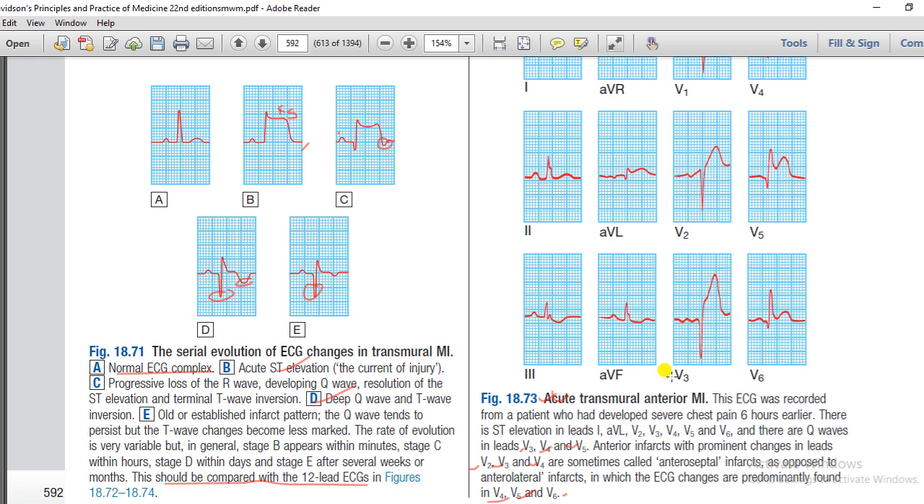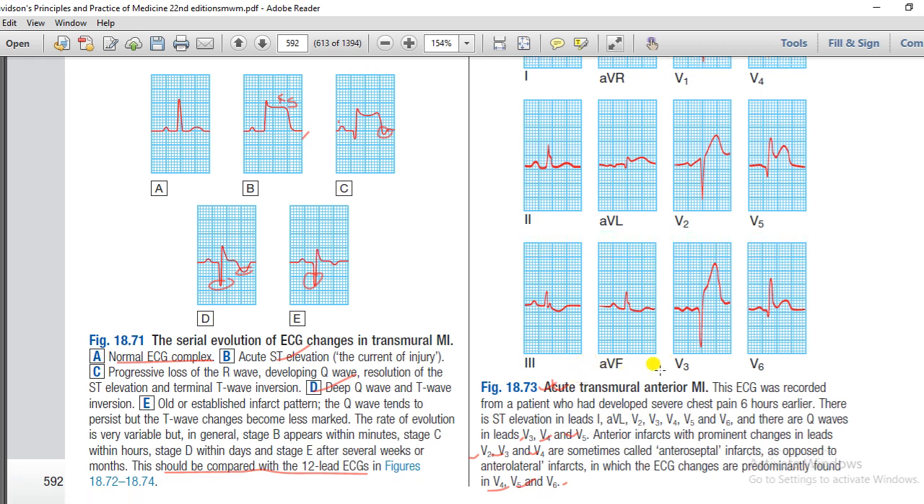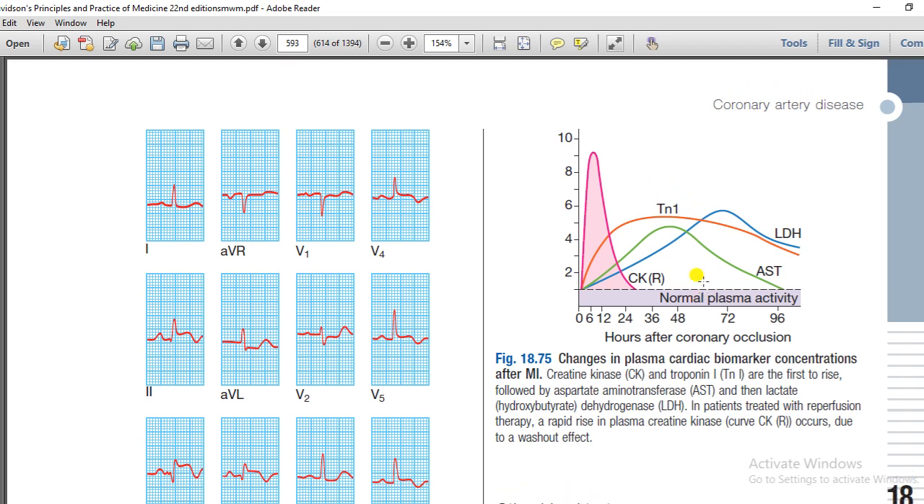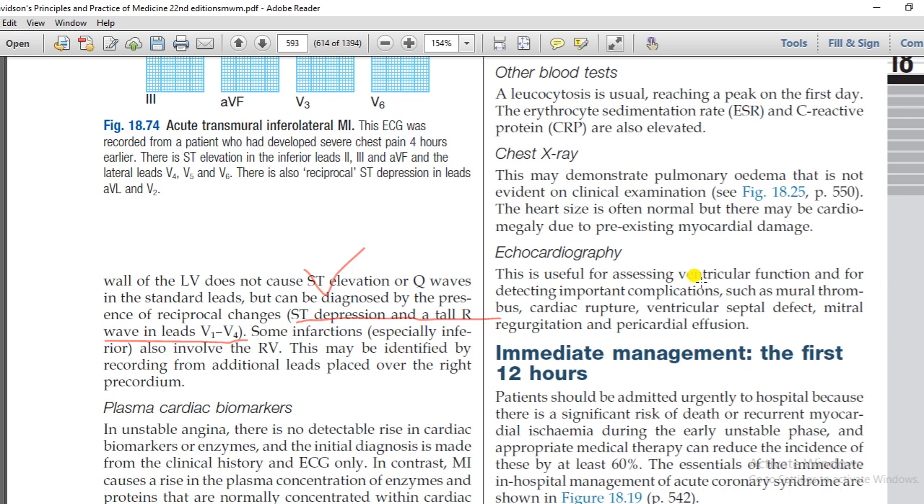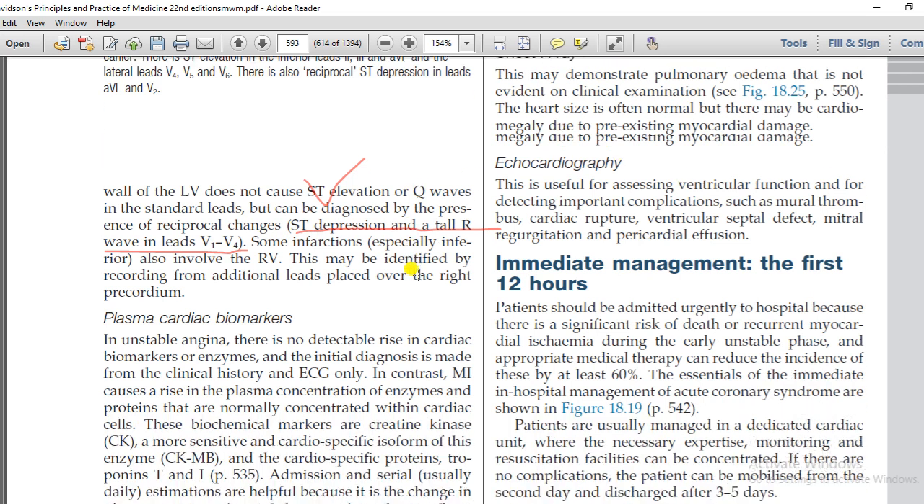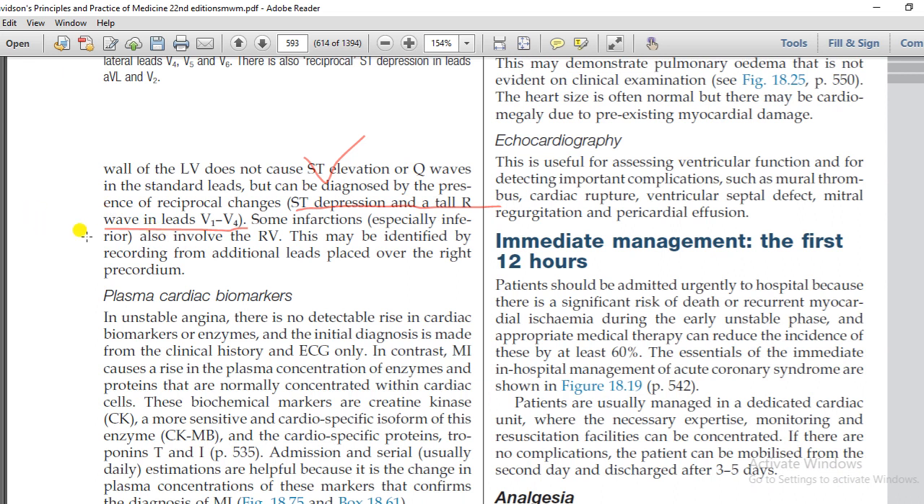Okay, so this is a case of acute transmural anterior myocardial infarction, and there is ST elevation, which gives a diagnosis of acute myocardial infarction. So ECG is one of the most important factors that determines if the person is suffering from acute coronary syndrome or not. However, there is another factor that plays a very important role as well, and it is plasma cardiac biomarkers. In unstable angina, there is no detectable rise in cardiac biomarkers or enzymes, and the initial diagnosis is made from clinical history and ECG only.